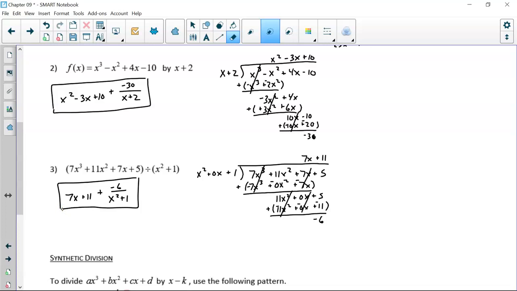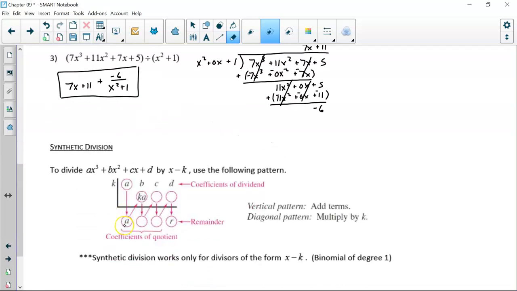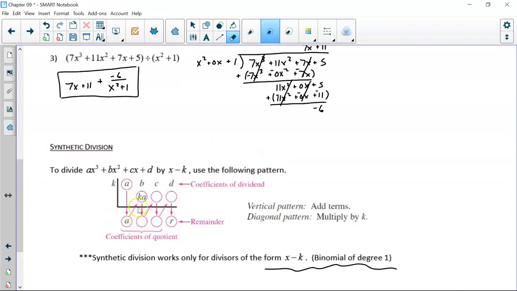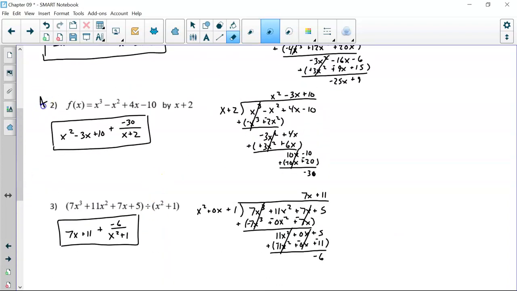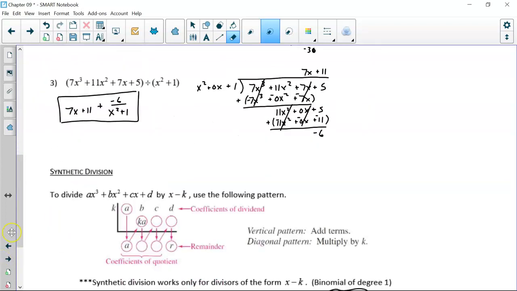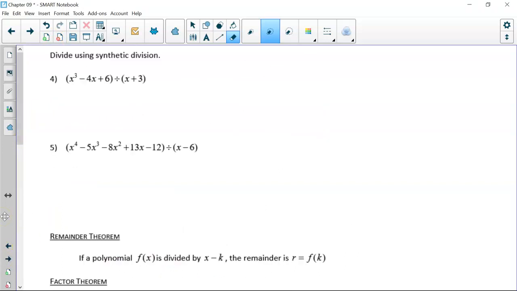Now, long division is annoying, as you can see. There's a lot of places to make mistakes with signs. What we have is a special case, and when we're dividing by a binomial of degree 1, we can use what's called synthetic division. And this only works with a binomial of degree 1 that we're dividing by. So we could have only used this on problem number 2. None of the other ones are binomials of degree 1. So it only worked for one of the three.